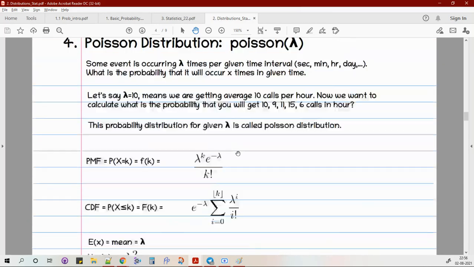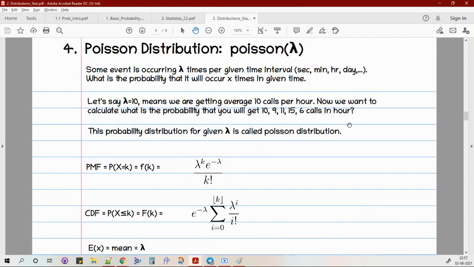Yes, mean lambda, right? So 10 calls per hour doesn't mean that in the morning I will get all 10 calls, like 8 to 9 I will get 10, 9 to 10 I will get 10. No, it's not like that. It is possible that it looks something like this: 10 calls, then 9, 11, 15, 6, like this, right? So if you take the mean of these calls per hour, it is nothing but 10, right? So lambda is nothing but the average, or you can say the rate of an event occurring per unit time, right? Per hour, per second, per day.